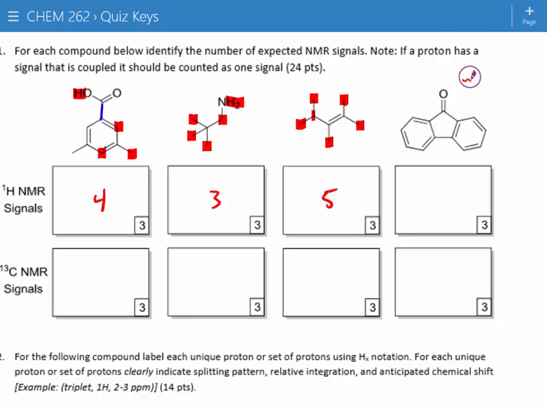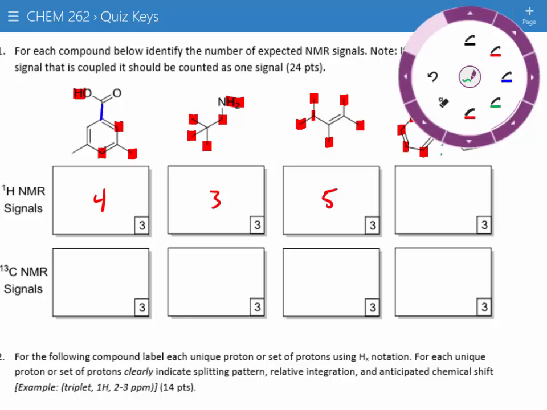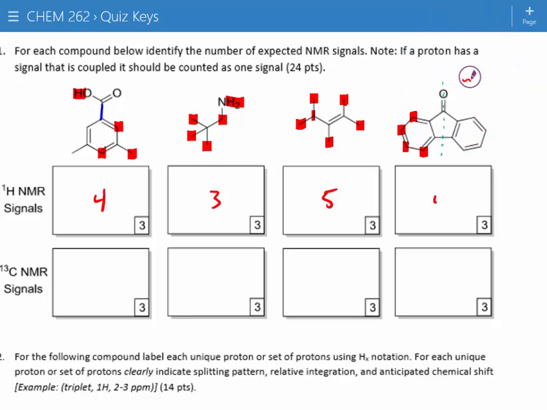If we look at the next one, we've got unique proton signals here, here, here, and here. What about the other benzene ring on the other side? It's symmetrical, right? Because if we look at this molecule and we draw a plane of symmetry, it's the exact same on the left and right. So this one has 4 unique protons.